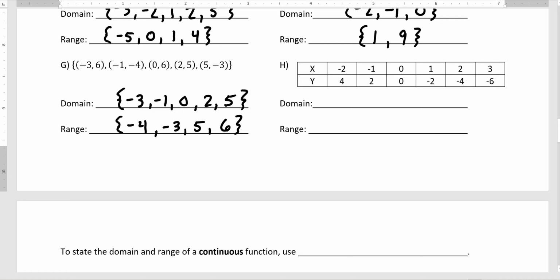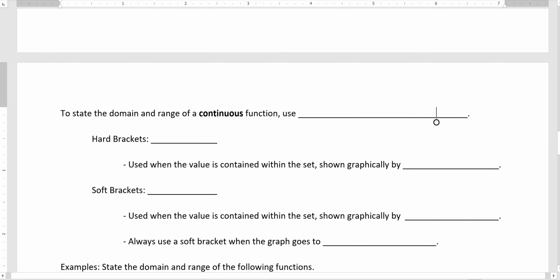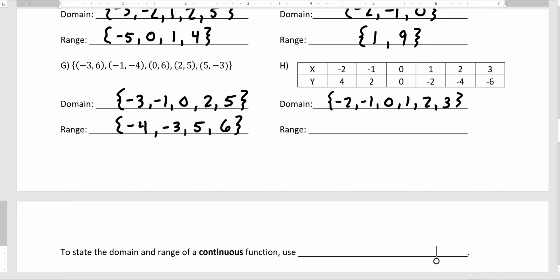Now remember, if it occurs multiple times, we don't need to write it twice. We're just going for the set of possible outputs. We don't need all of them. All right, one more, letter H here. So my inputs are -2, -1, 0, 1, 2, and 3. My outputs, let's see, this is in decreasing order here, so I need to switch it. So it would be -6, -4, -2, 0, 2, and 4.